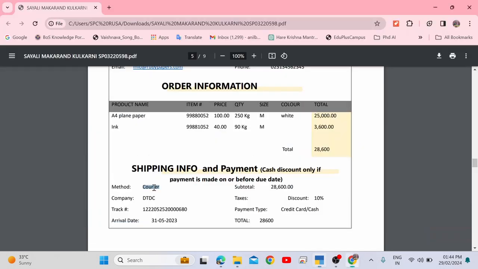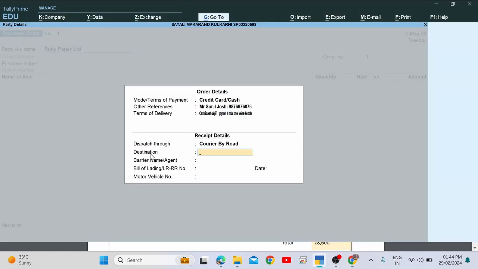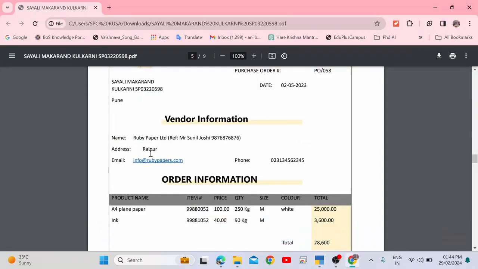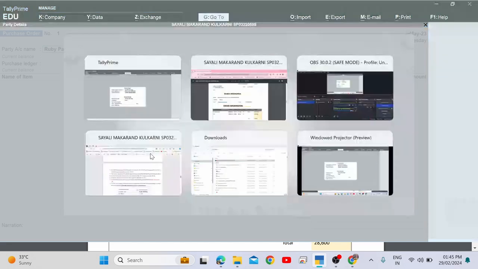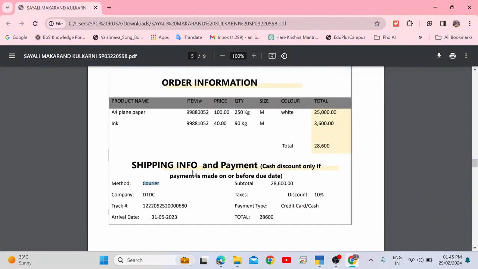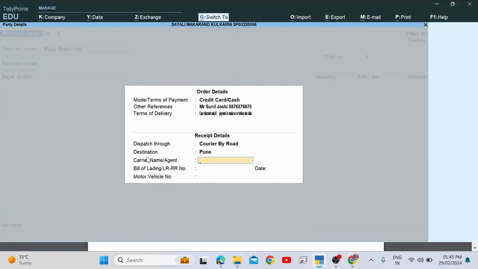And destination: you want this material where? Ruby is in Raipur, but you want the material dispatched through and destination. You want this material in Pune. You are in Pune, definitely require it in Pune. And carrier name, do you have a carrier name? Yes, we have that, DTDC. DTDC, so we don't have these details, so you can skip.